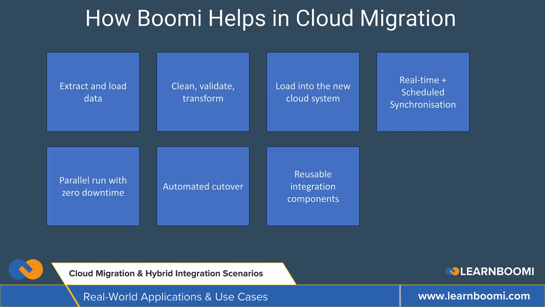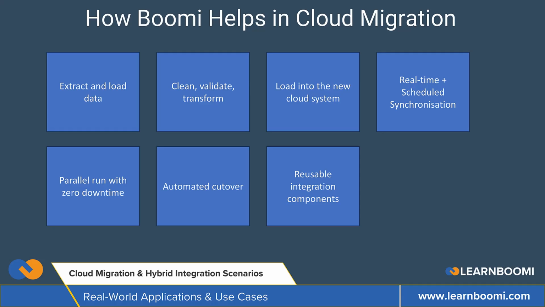Let's understand how Boomi helps in cloud migration. Boomi provides a smooth, secure and automated way to manage migration activities. Its capabilities help organizations in various ways. First is extract and load data. Boomi can connect to on-premise databases, legacy systems and cloud APIs to extract structured or unstructured data. It can also help clean, validate and transform the data.